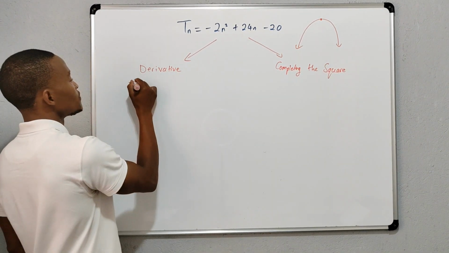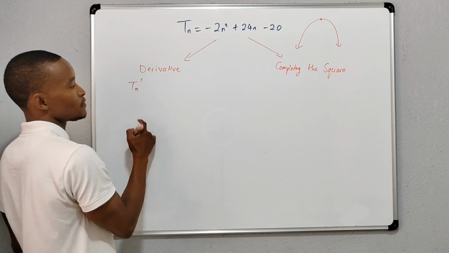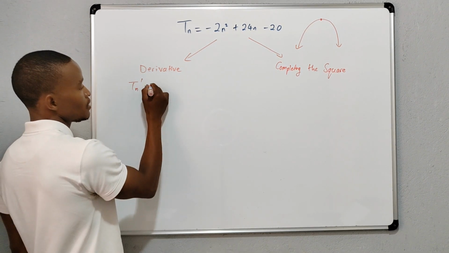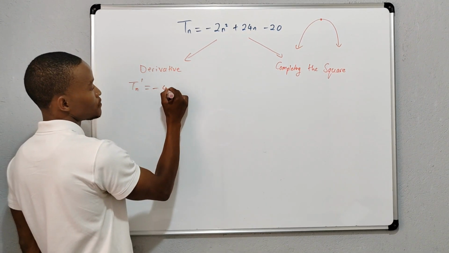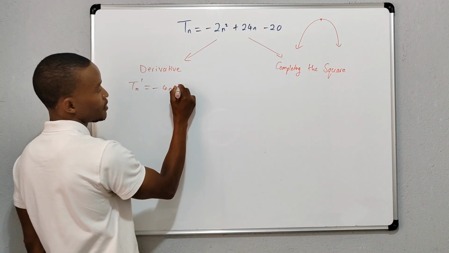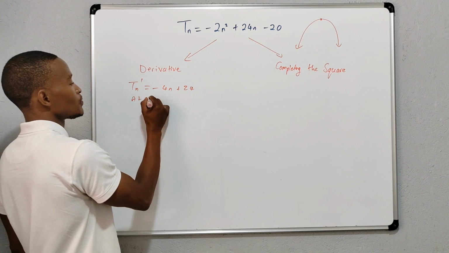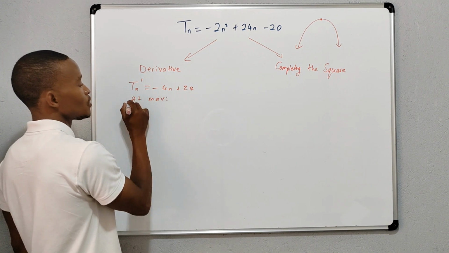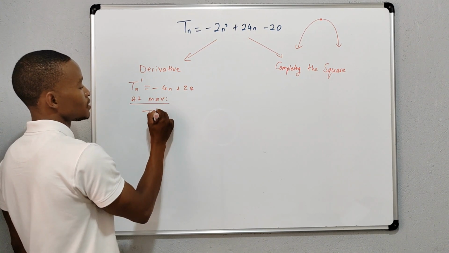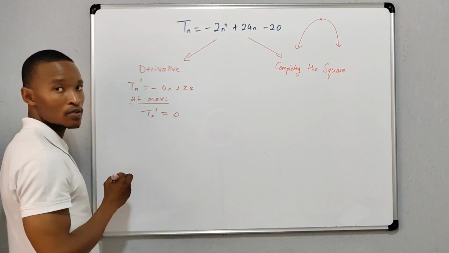So how? We find the first derivative, Tn prime, okay, of the expression. So it's negative 4n plus 24, okay? So at the maximum, what is happening? We know that derivative will be equal to 0.